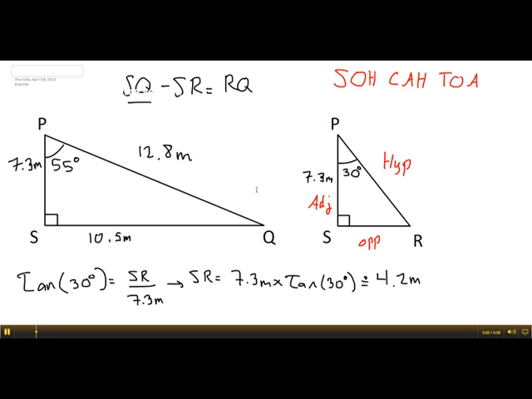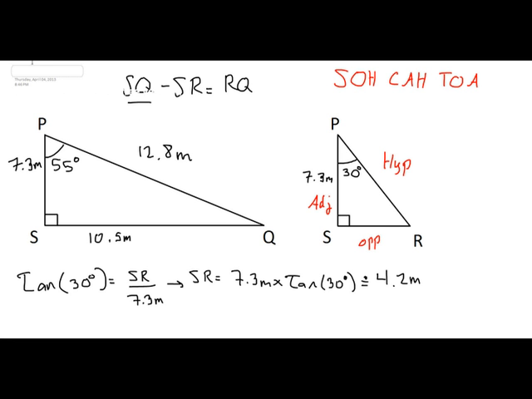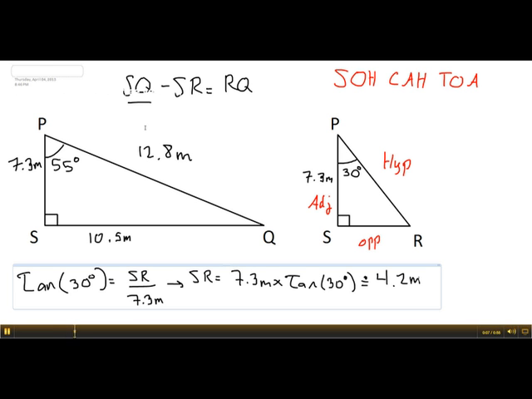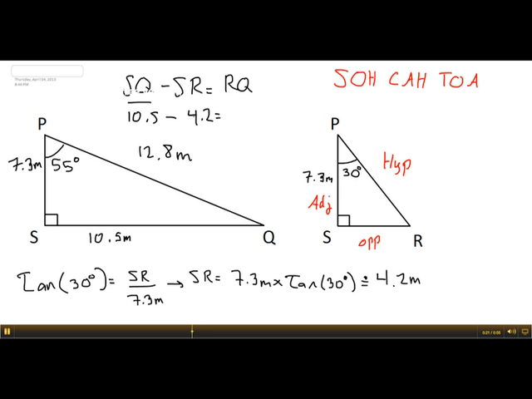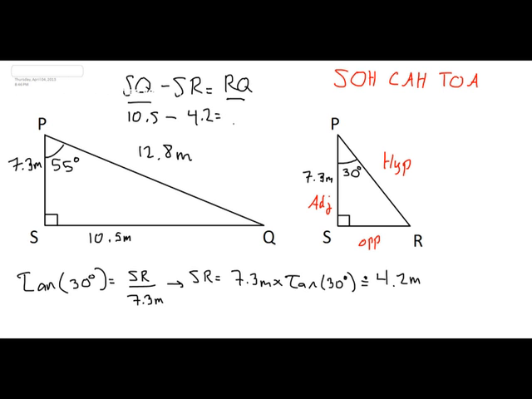Now let's take a look at all the information we've compiled. Well, we found out what SQ was. So SQ, this was 10.5. We found out that SR was 4.2, and now it's just a matter of subtracting these two to find out our final value, RQ. So 10.5 minus 4.2 gives us 6.3 meters, and this is accurate to 1 decimal place.